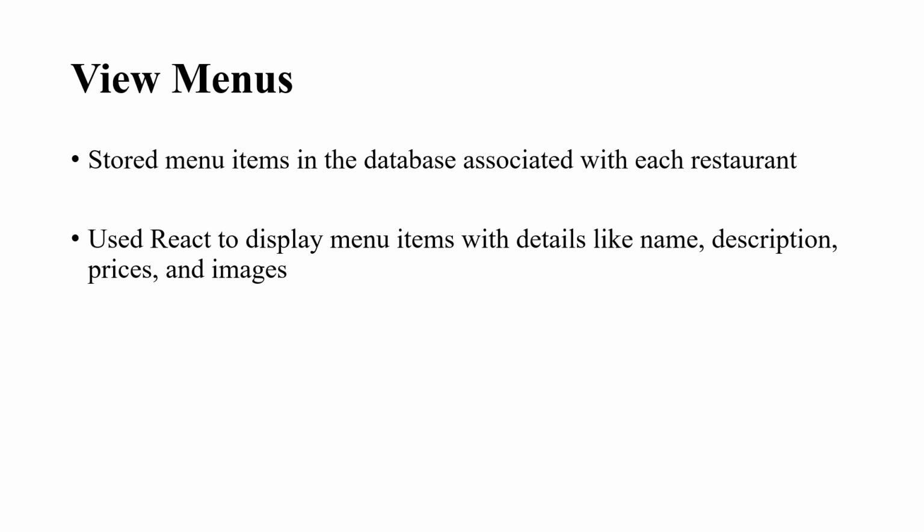Here we will be displaying all the items that have been stored in our database. If there is something to be added, that has to be updated in the database. Only then, when we search items or when we browse as a user, we'll be able to see those. And then use React to display menu items with details like name, description, prices, and images.